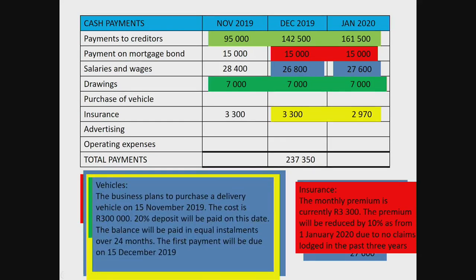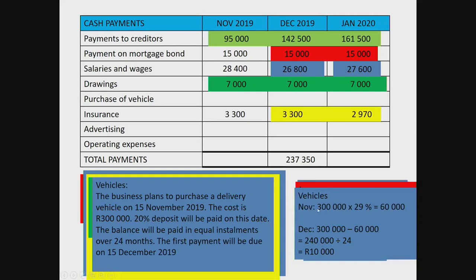Let's see what happens to the business vehicle. It says the business plans to purchase a delivery vehicle on the 15th of November. The cost is 300,000. That doesn't mean he's paying 300,000 in November. It says 20% deposit will be paid on this date, which means in November he's paying a deposit of 20%. So 20% of 300,000 will give me 60,000. Right, so the 60,000 will go.